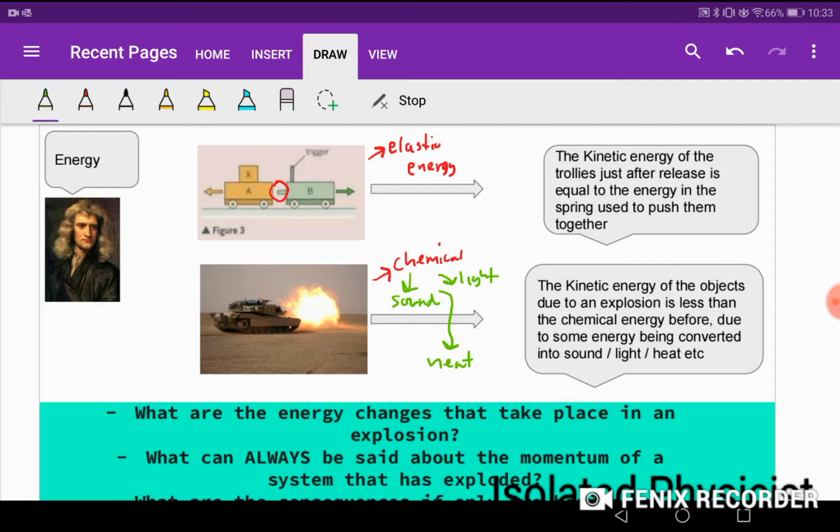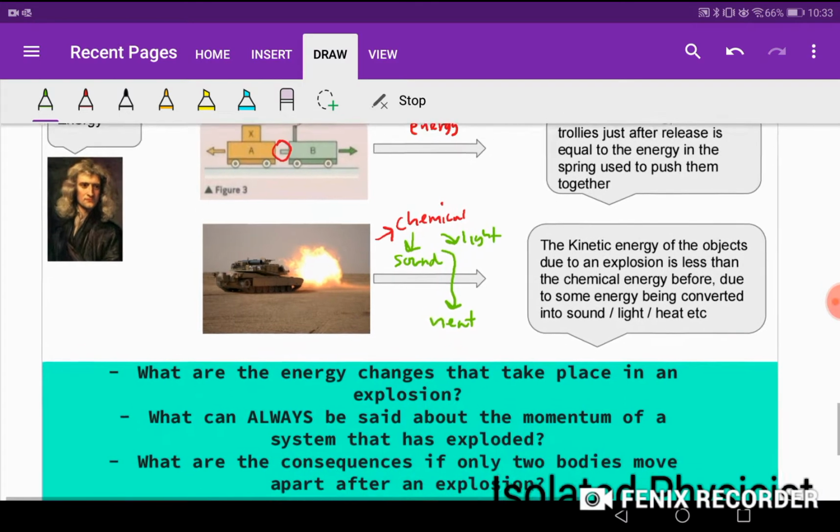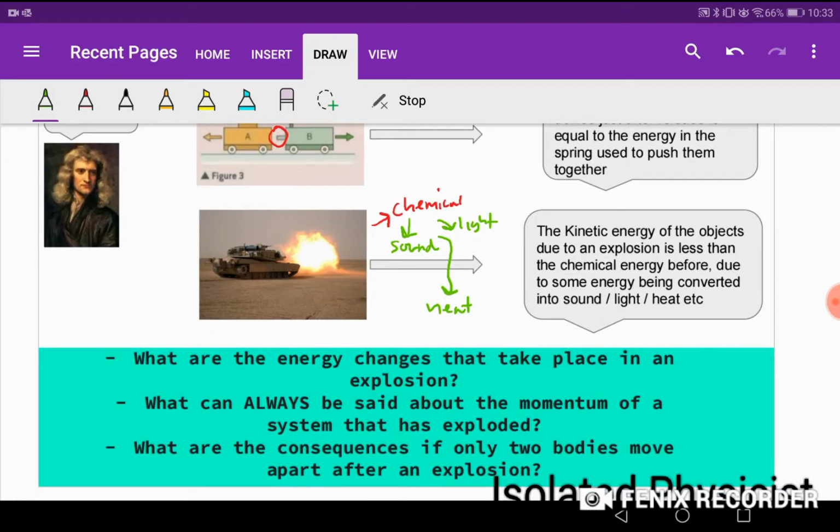So if you're asked in an exam about energy transformations, just be aware what scenario your explosion is taking place in. So hopefully you are now in a place to answer the three questions at the bottom. What are the energy changes that take place in an explosion? Let's use a different colour. What can always be said about the momentum of a system that's exploded? It's equal and opposite. And what are the consequences if only two bodies move apart after an explosion? Well, they have to go in opposite directions.